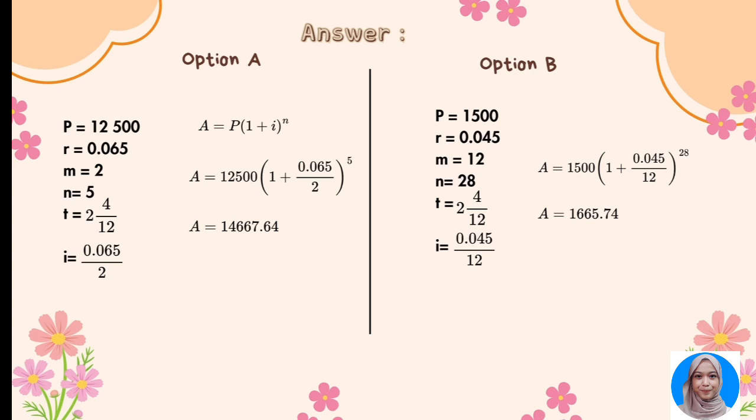After getting the answers for option A and option B, we proceed to the analysis. For option A, the savings growth is 14,667.64. So Farid can purchase the boat priced at 14,000 and still have a surplus of 667.64. For option B, the total repayment is 1,665.74, resulting in a loss of 165.74. Conclusion: option A is more financially beneficial as Farid earned interest on his savings and has extra funds remaining after purchasing the boat. In contrast, option B caused Farid to incur an additional interest cost of approximately 165.74. Therefore, option A is the wiser and more financially advantageous choice in the long run.